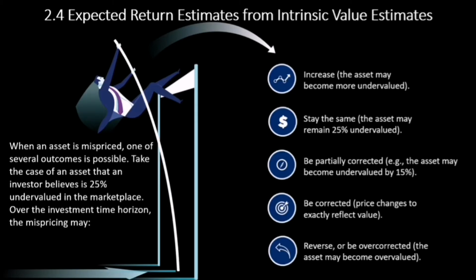Over the investment time horizon, the mispricing may increase, the asset may become more undervalued; stay the same, the asset may remain 25% undervalued; be partially corrected, the asset may become undervalued by 15%; be corrected, price changes to exactly reflect value; or reverse or be overcorrected, the asset may become overvalued.